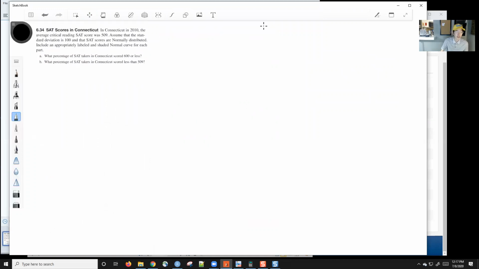Okay, so critical reading score was 509. Assume that the standard deviation is 100 and the SAT scores are normally distributed. Okay, so we've got SAT, it comes from normal. The mean is 509 and the standard deviation is 100, okay? And it says include appropriately labeled and shaded normal curve. Okay, so A says what percent of SAT takers in Connecticut scored less than 600? 600 or less. So we're going to say, what's the probability that SAT is 600 or less?